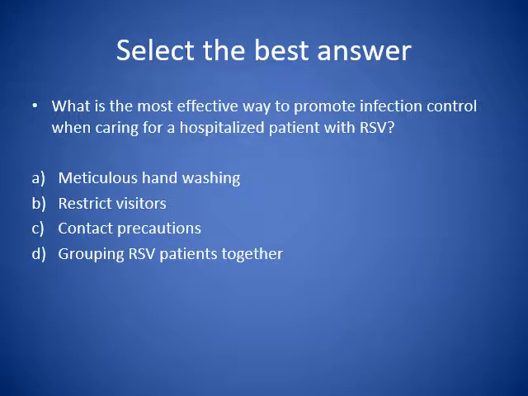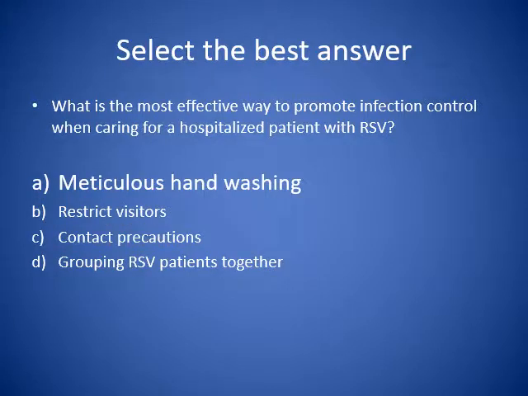What is the most effective way to promote infection control when caring for a hospitalized patient with RSV? A. Meticulous hand washing. B. Restrict visitors. C. Contact precautions. Or D. Grouping RSV patients together. If you didn't guess A, you need to go back to nursing 1010. Just kidding. Hand washing is always the number one way of preventing the spread of infection, of everything.